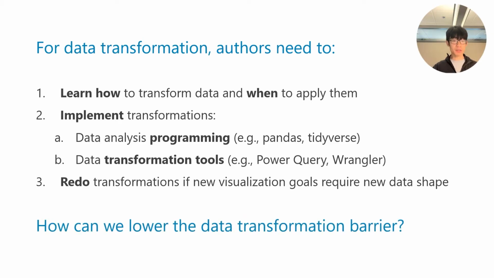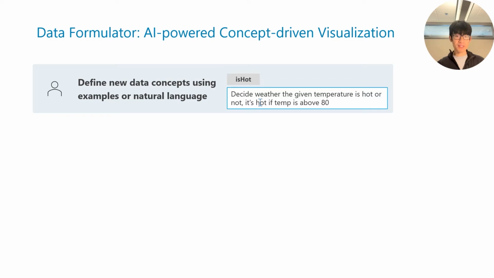So the question is, how can we lower the data transformation barrier so that people without much experience can still create a visualization? And how can we free people from the swamp of data transformation? To solve this problem, we designed a tool called Data Formulator. It is an AI-powered concept-driven visualization authoring tool.